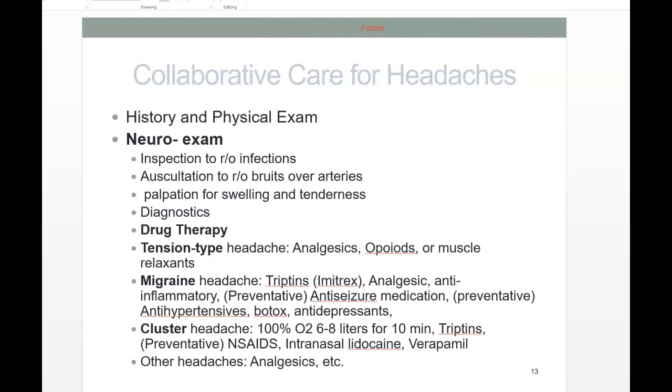For migraine headaches, they will use analgesics such as Tylenol, and anti-inflammatories, which would include NSAIDs. They will use triptans, such as Imitrex, and preventatives to control the migraines. Preventatives also include anti-seizure medications, antihypertensives, and antidepressants. Botox injections have also been known to be helpful. For cluster headaches, oftentimes they use 100% O2 at 6 to 8 liters for 10 minutes. They also might use triptans to prevent, NSAIDs for the pain, intranasal lidocaine, and verapamil. Other types of headaches that may occur will be given analgesics, such as Tylenol.